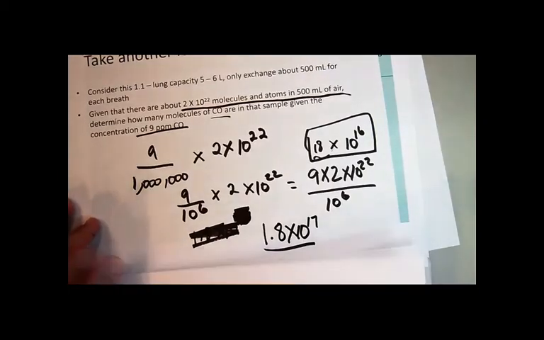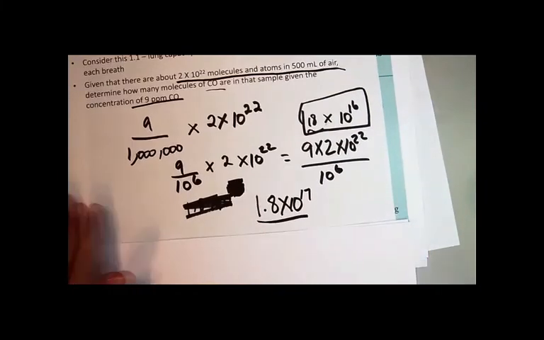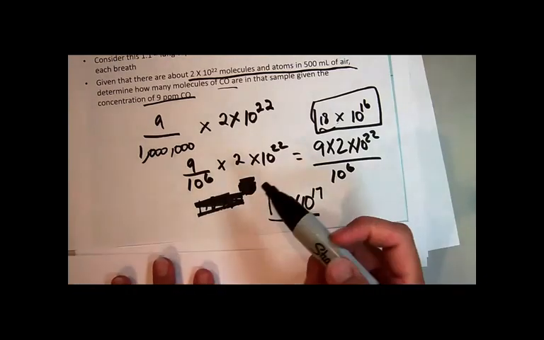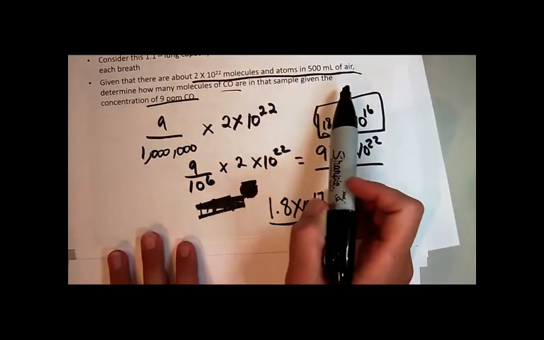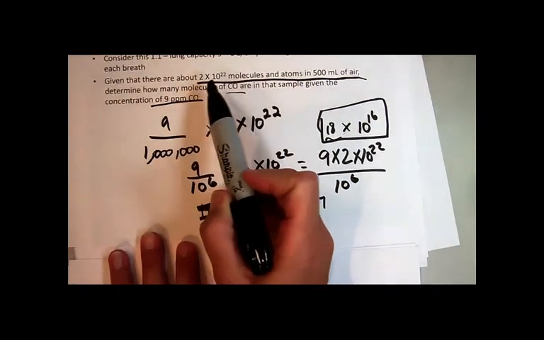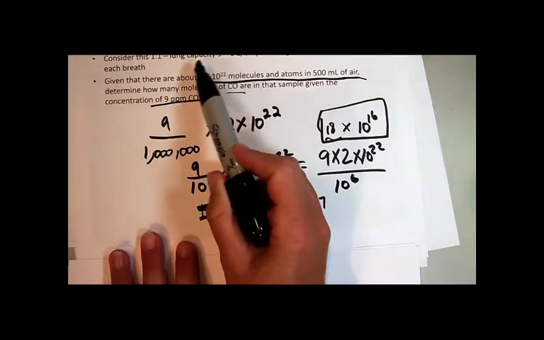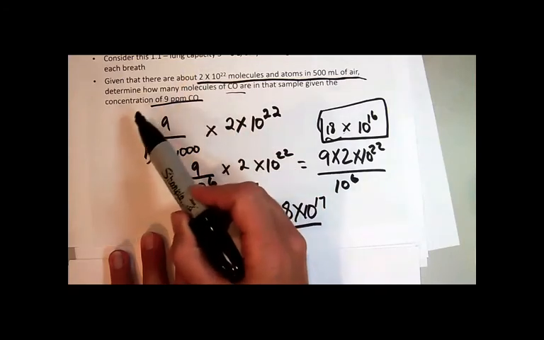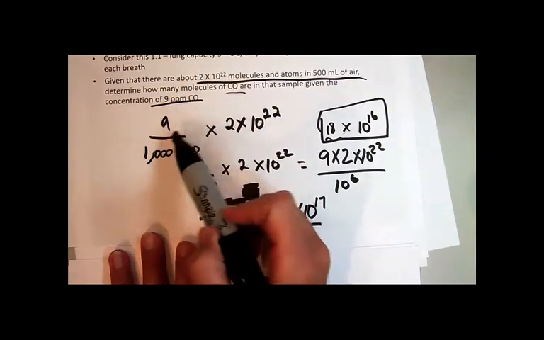Now, the next question I want to ask you, by way of review, is: I reported that number correctly in scientific notation, but did I report it correctly in terms of significant figures or significant digits? If I look at my number of molecules in 500 milliliters of air, I have how many significant digits in this number? I just have 1. The 2 is a significant digit. In the concentration, I have 1 significant digit. It's 9.